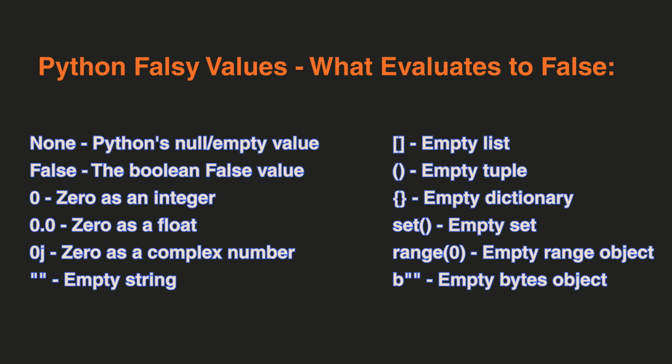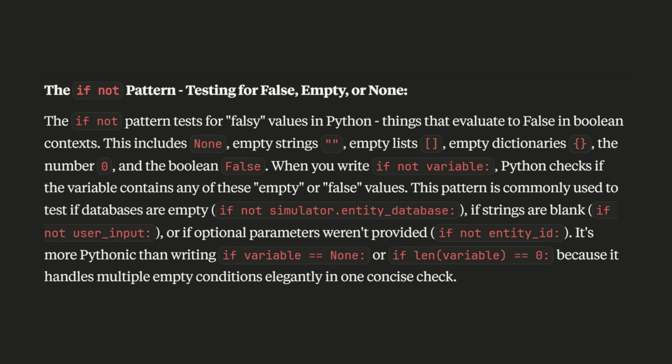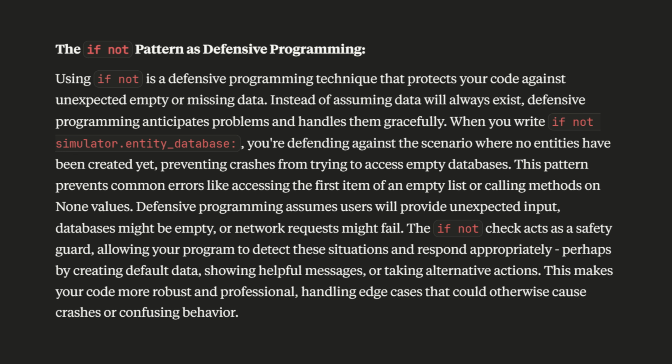In Python, several values are considered falsy: None, False, zero, empty strings, empty lists, and empty dictionaries. So this condition will be true if the entity ID is None, which is the default, if someone passes an empty string, or if someone passes False or zero, because it's if not, a double negative, meaning it would make it true. This is defensive programming. We're handling all the cases where someone might not provide a valid entity ID.